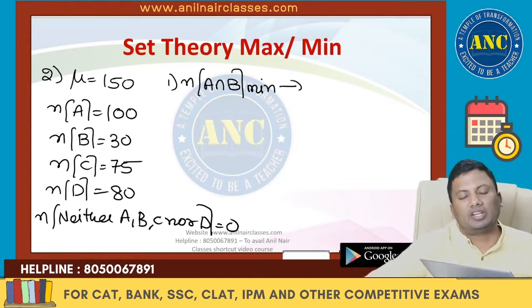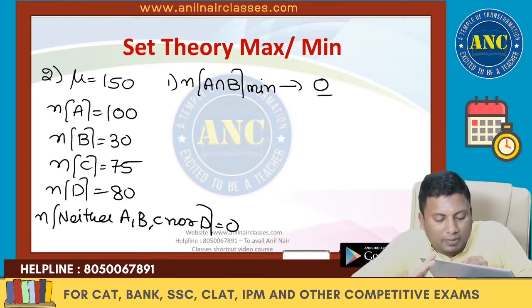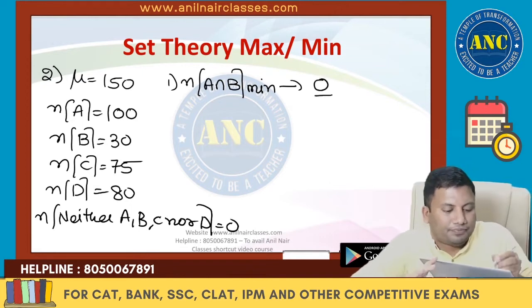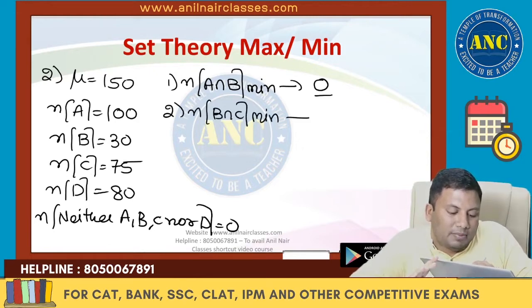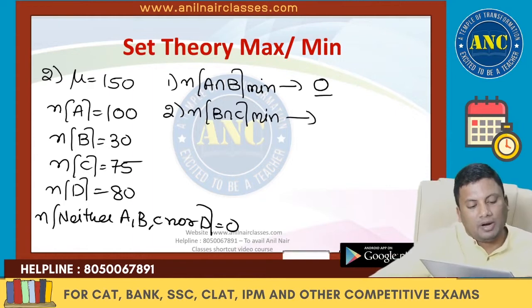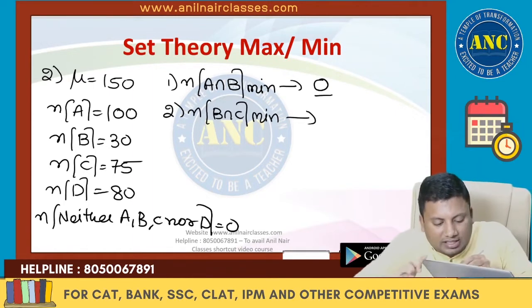130. Separation is 130. 130 is less than 150. So minimum value is 0. Second one: n of B intersection C minimum. Intersection minimum, union maximum. 30, 75. Separation is 105. Less than 150.